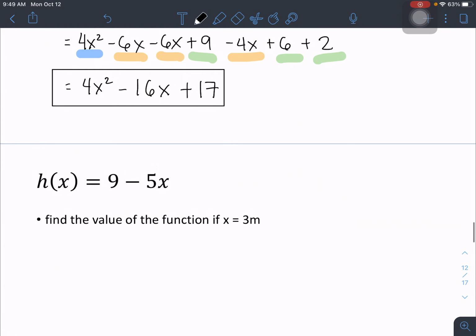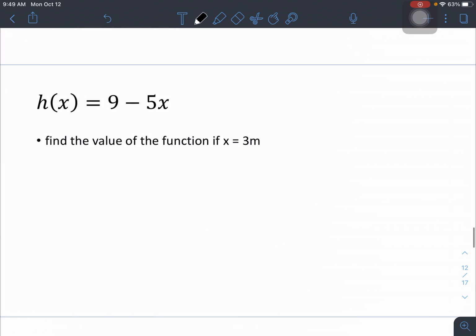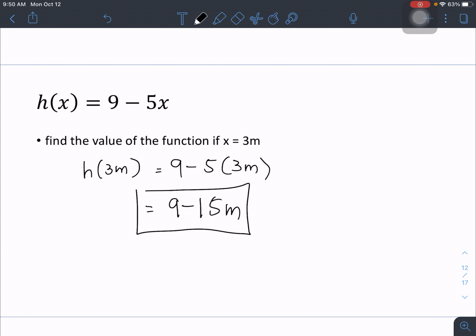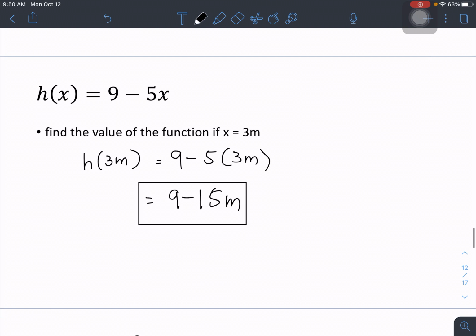Okay, next one, h of x is equal to 9 minus 5x. So find the value of the function if x is equal to 3m. So replace x by 3m: h of 3m is equal to 9 minus 5 times 3m. So multiply first: negative 5 times 3m will be negative 15m. So 9 minus 15m. Okay, so this is our final answer.